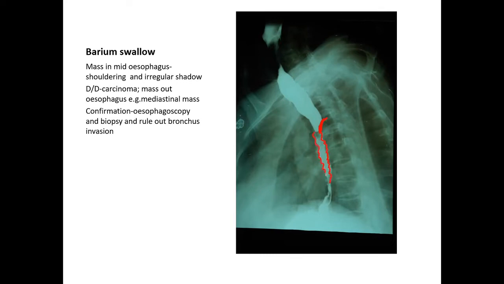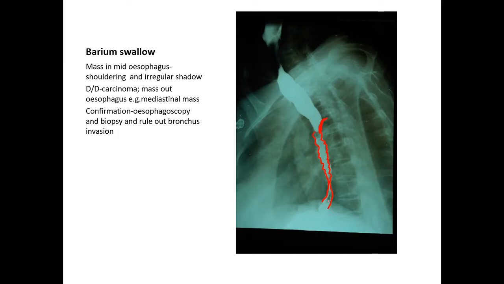With an irregular shadow, you can see there is narrowing. If you compare the caliber of the proximal esophagus to the distal esophagus, you will notice there is narrowing of the distal esophagus. What are your differential diagnoses? Carcinoma, number 1. Why? You see the shouldering effect, filling defect, irregular shadow, as well as narrowing. Okay? It could be carcinoma of the esophagus.